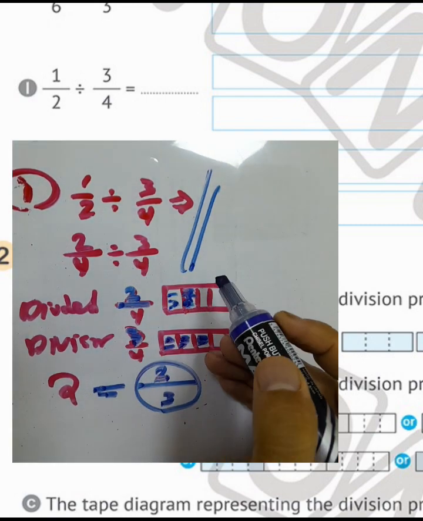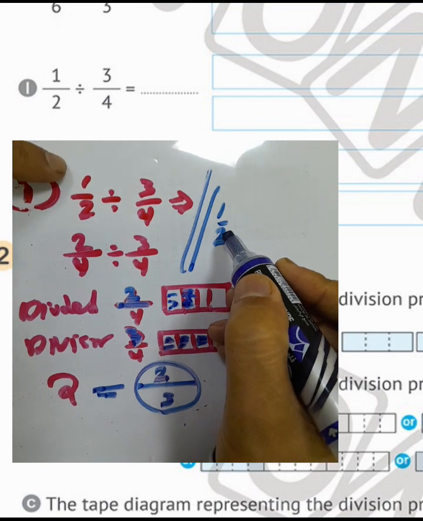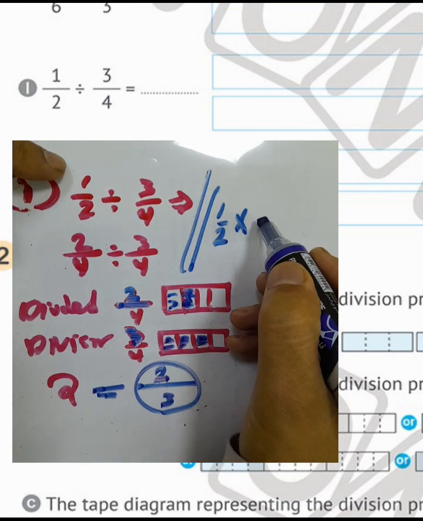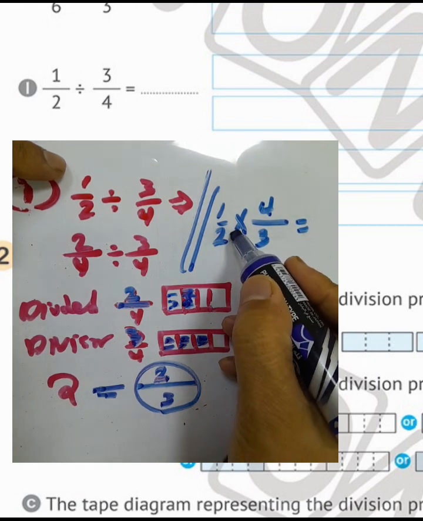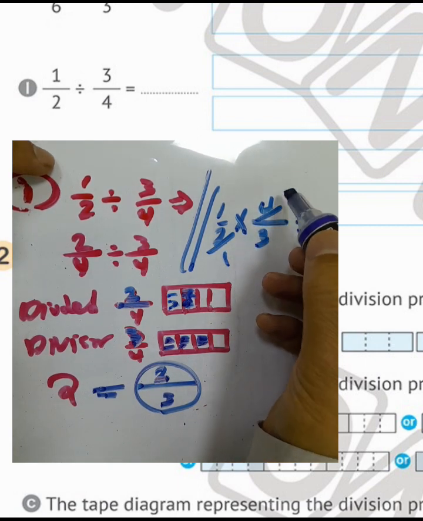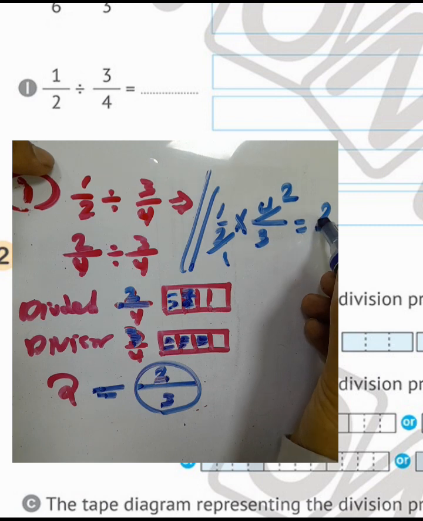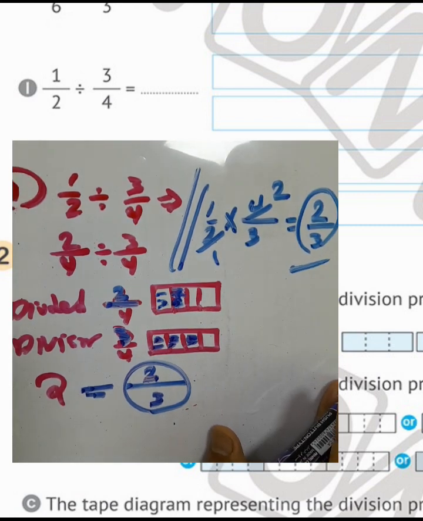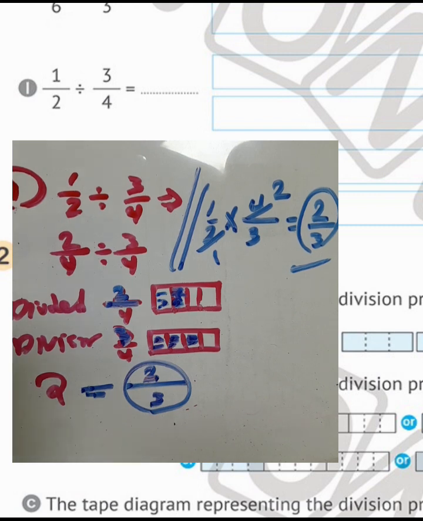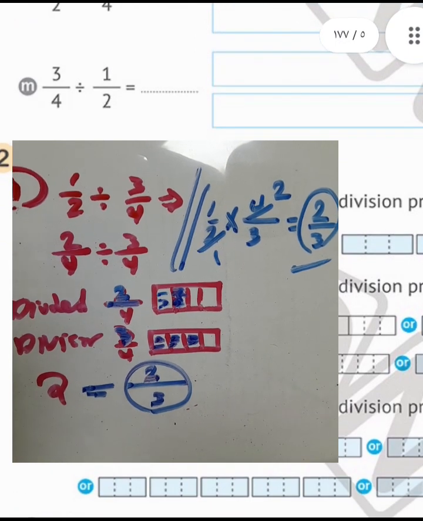Understood? Pay attention to the steps. First, write one half and multiplication, the reciprocal of 3 over 4 is 4 over 3. And then you can simplify: 2 divided by 2 equals 1, 4 divided by 2 equals 2, 1 times 2 equals 2, and 1 times 3 equals 3. Then the result is exactly 2 over 3 for your solution. Okay? Next question, letter M.